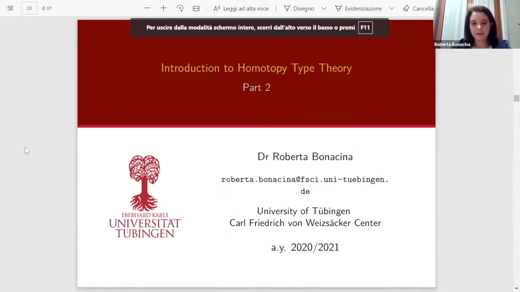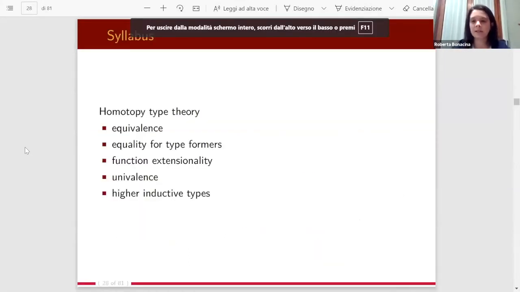Today we start with the second part, which is about the dual system homotopy type theory. We will introduce today the main novelties, so the axioms of function extensionality and univalence, and the higher inductive types. To introduce the axioms, we will at first discuss a bit the notion of equivalence, and analyze the structure of equality for the different canonical types.